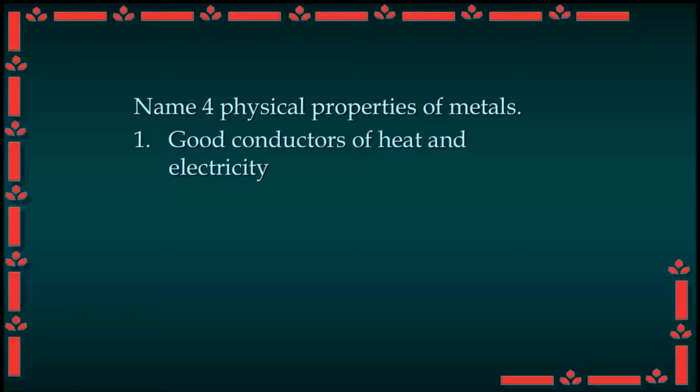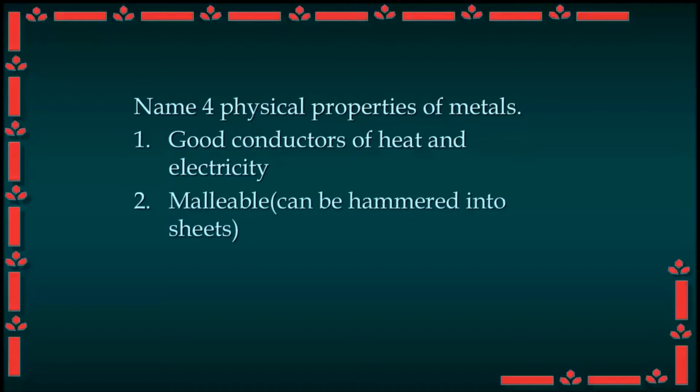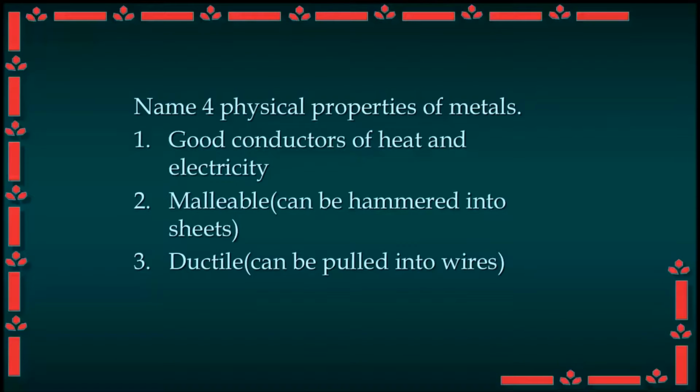Ever played with Play-Doh when you were a kid? Allison, were you a Play-Doh girl? Yeah. Okay. Play-Doh is a good example of a malleable substance. If you can mold it into whatever you want, it is malleable. Ever played with Play-Doh where you were making spaghetti or something? You pushed it through a hole and it came out like a tube on the other side, a wire? That is called ductile. Okay, so Play-Doh is malleable and ductile.